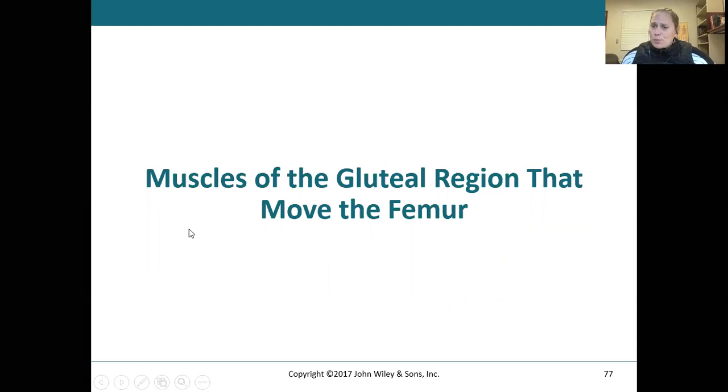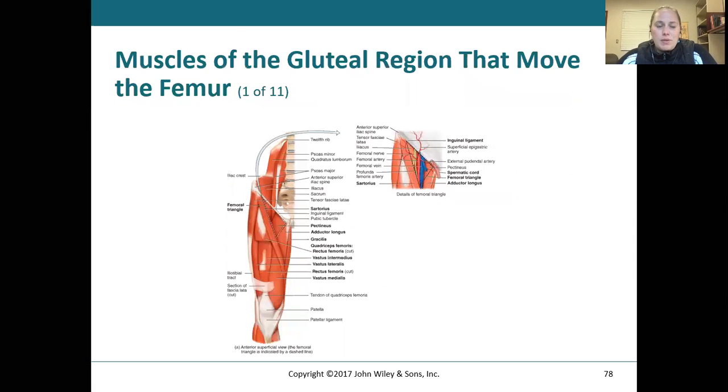Okay, muscles of the gluteal region that move the femur. So again, we're slowly working our way through the body. We get to go to our lower extremities now. So if we look at that region located there, we can see the iliac crest located here. And again, hopefully that's a particular point in your mind: the iliac crest is part of the hip bone. It's that top curve of the hip bone.